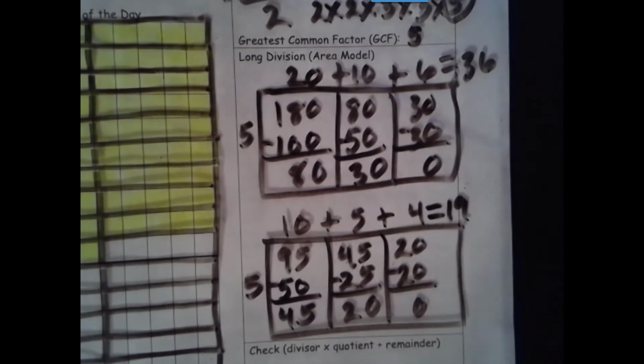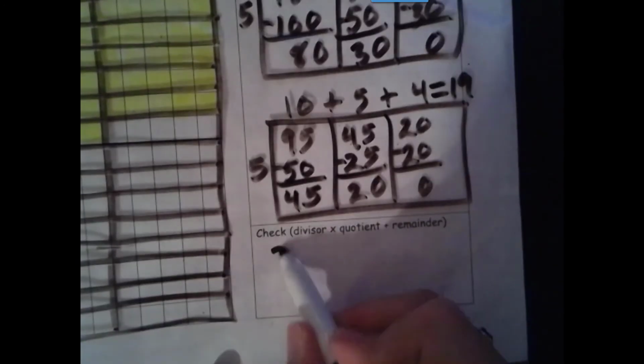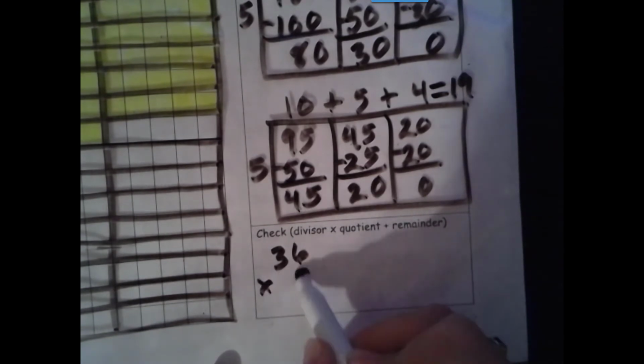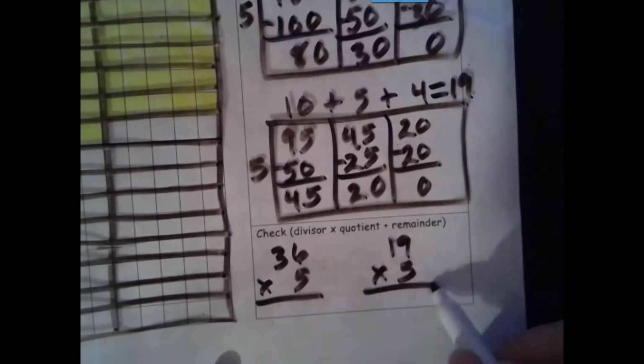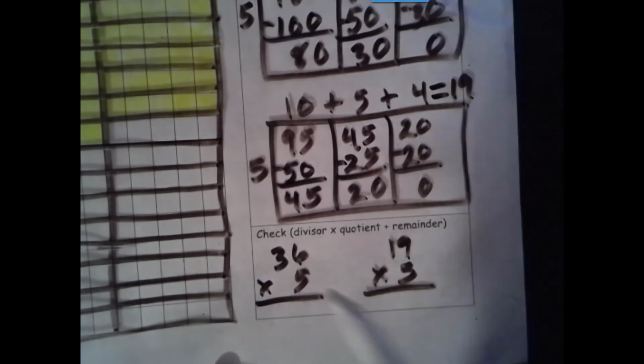Now we need to check. Divisor times quotient plus remainder. Divisor times quotient plus remainder. Since our remainder is 0 for both, and the identity property of addition says when you add 0 it stays the same, we don't need to take the time to add 0.